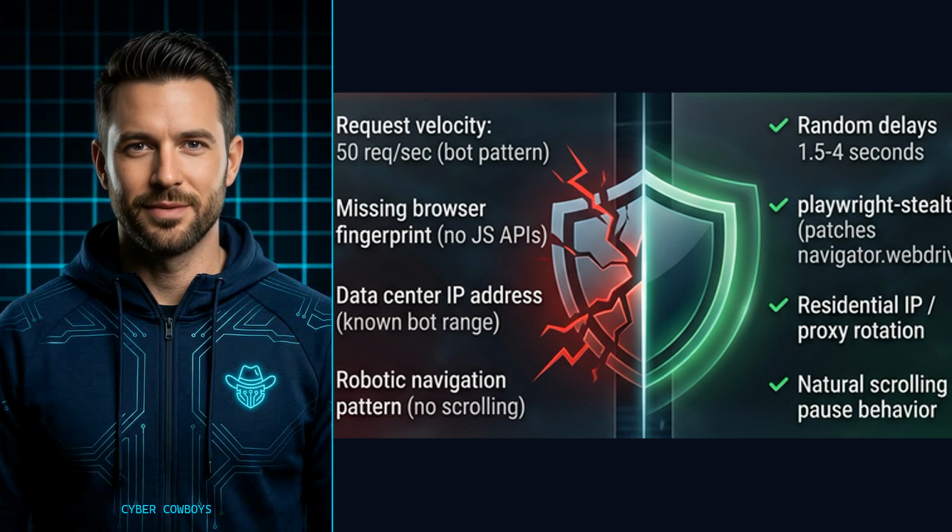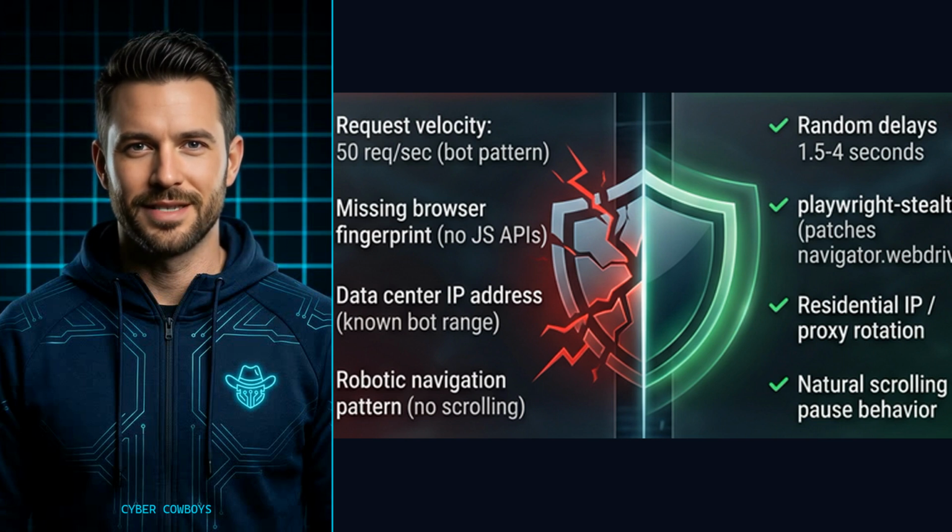First, request velocity. Humans don't make 50 requests per second. If your scraper does, you're flagged immediately. Rate limiting is your first and most important defense. Second, browser fingerprint. A raw Playwright or request session has a default fingerprint. User agent strings, missing headers, JavaScript behaviors that scream bot. Detection services like Cloudflare, Akamai, and Datadome fingerprint every browser that connects to their CDN.